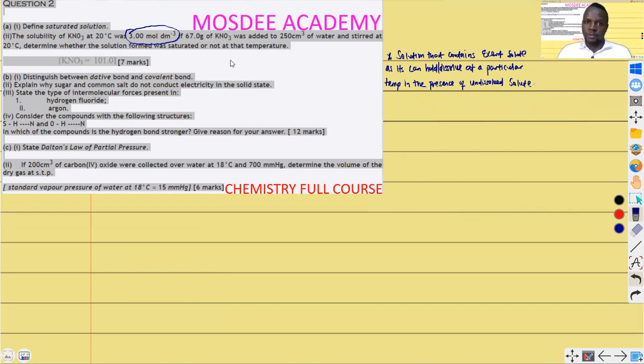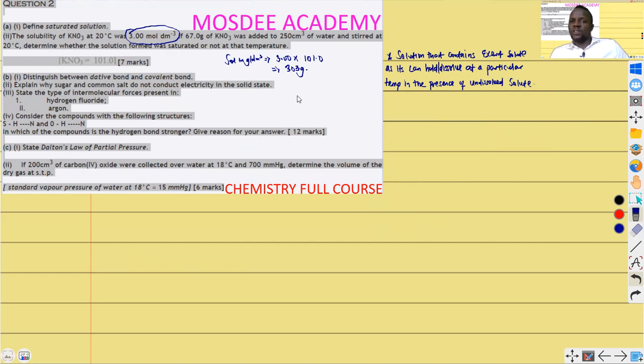Remember, we say solubility in gram, or you say gram per dm cube, is equal to the solubility in moles, 3.00, times the molar mass, 101.0. So it's just like saying 101 multiplied by 3. And that is going to give us 303 grams. So that is the solubility in gram. But we want to know in gram per dm cube. We want to know the total mass that is dissolving at that temperature.